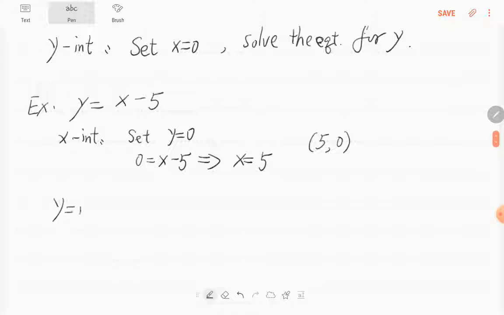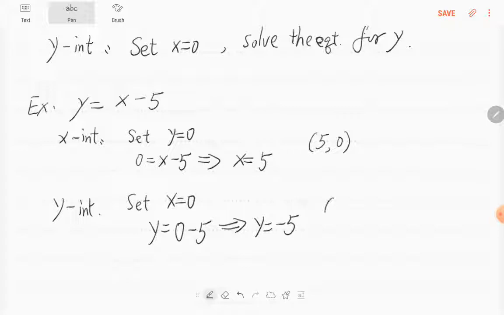Then the y-intercept: you set x to be 0 in this equation. So y equals 0 minus 5, which gives you y equals negative 5. So (0, negative 5) would be the y-intercept.